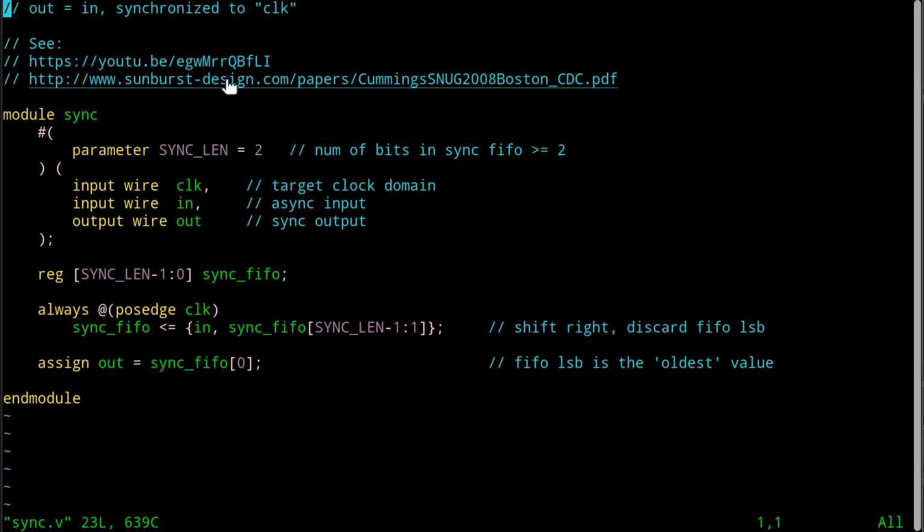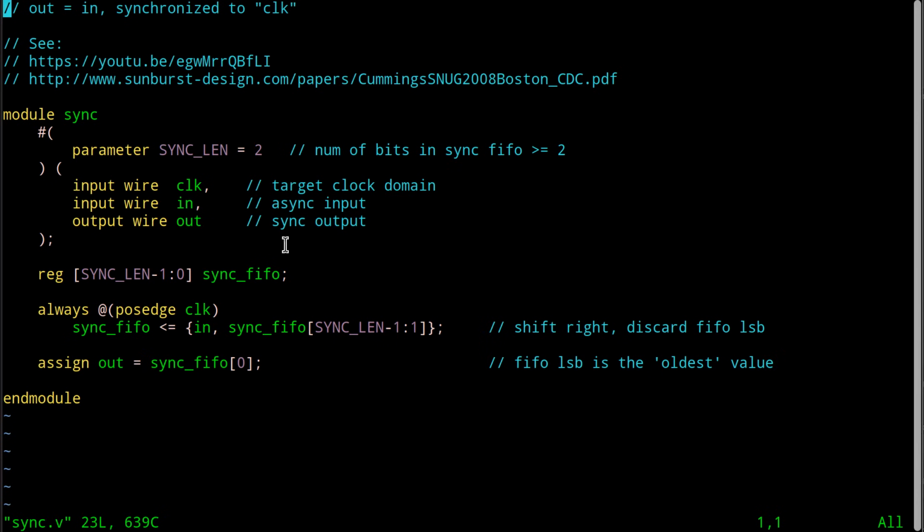Okay, and this Sunburst Design and this Cummings, he's the name of the guy that wrote these papers. I think he works at Sunburst Design or something like that. He's got a whole bunch of papers, really good discussions on topics like metastability and synchronization. And this paper right here is one of the things that I use for source information on my videos.